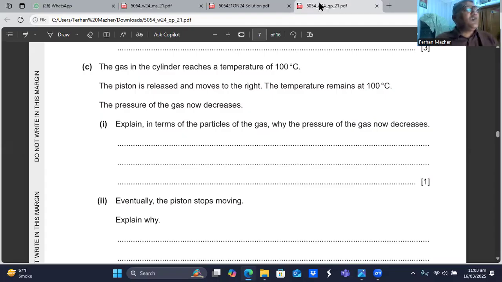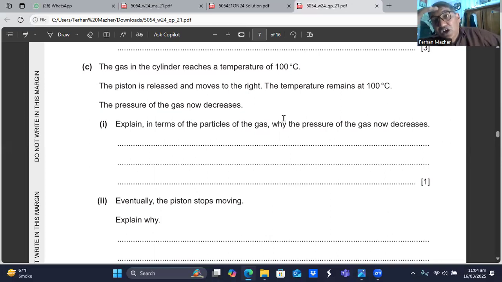You see, now they have kept the temperature constant and they have changed the volume. They have increased the volume. Now the pressure will decrease. If the temperature of the gas is constant and you increase the volume of the gas, the pressure will decrease because the pressure and the volume are inversely proportional to each other. Okay, their question is: explain in terms of the particles of gas why the pressure of gas now decreases.